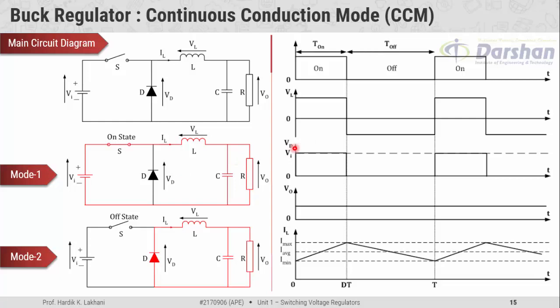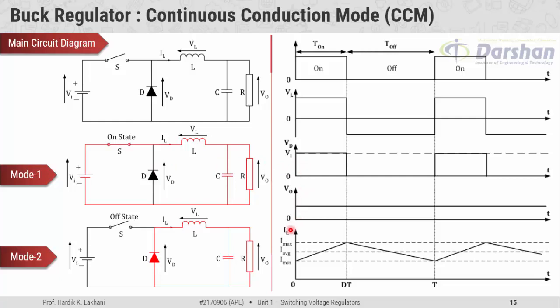Voltage across diode. Voltage across diode is same as the supply voltage V input. The reason is here the switch is in the on state condition. We can consider this switch as a short circuit element, so the diode appears in parallel with the supply. So the voltage drop across the diode is same as the supply voltage.